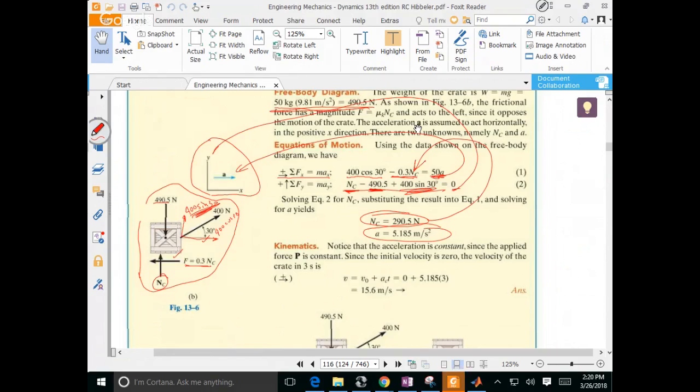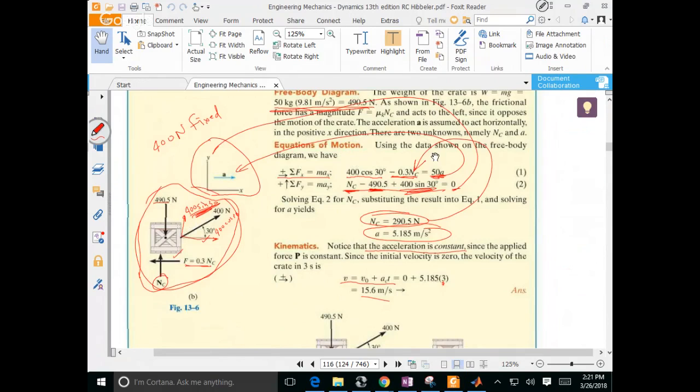Now, since every single time in the future the 400 newtons is fixed and doesn't change, and none of the forces over here change, then it is a constant acceleration. And that's where I made the mistake. I said, oh, all of them are constant in the book. No, they're not. So in that case, you can use this, and you can find out the velocity is 15.6 at 3 seconds.